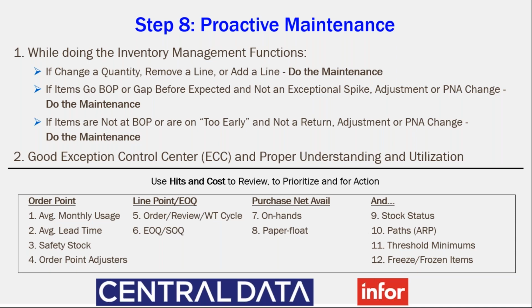And again, if things go below order point before you expect it, or they don't go below order point, all these things, do the maintenance. Then, of course, today, a good Exception Control Center, the ICAMU, takes two parts: the understanding of what that is telling you, and then the proper way to utilize your system to fix it.